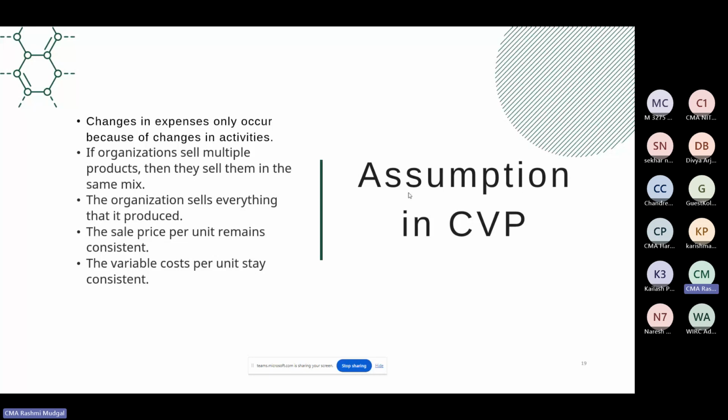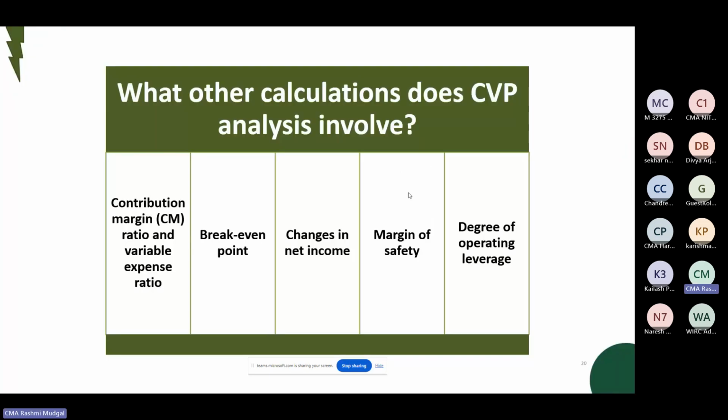Variable cost per unit stays consistent. This is also an assumption, because if I am buying double the quantity, if my order increases, I will definitely bargain with my vendor just to save myself a small amount, so the variable cost definitely will change.